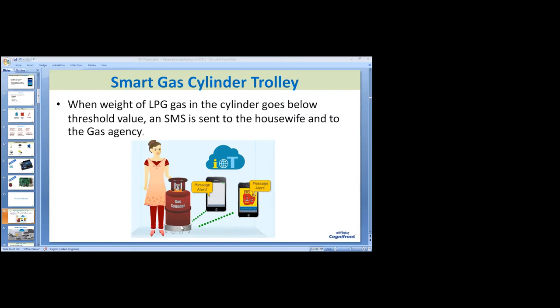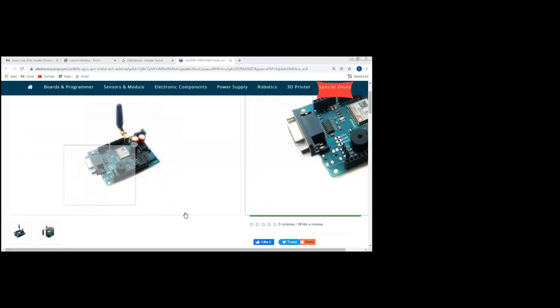Raising an alarm means, I hope you already studied the functions digital write and digital read. It will raise one of the pins using digital write. And then through a GSM board, we will also require a GSM board through which this SMS will be sent. Now let me give you some idea about the GSM board. Now you can see this GSM board.